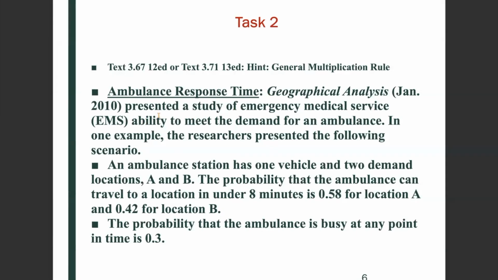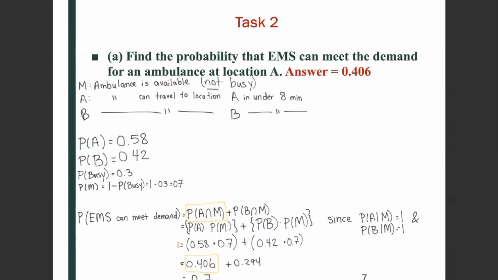Geographical analysis presented a study of emergency medical service, EMS, ability to meet the demand for an ambulance. In one example, the researchers presented the following scenario. An ambulance station has one vehicle and two demand locations, A and B. The probability that the ambulance can travel to a location in under 8 minutes is 0.8 for location A and 0.42 for location B. The probability that the ambulance is busy at any point in time is 0.03. Find the probability that EMS can meet the demand for an ambulance at location A.